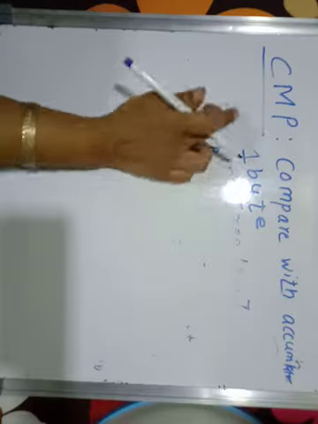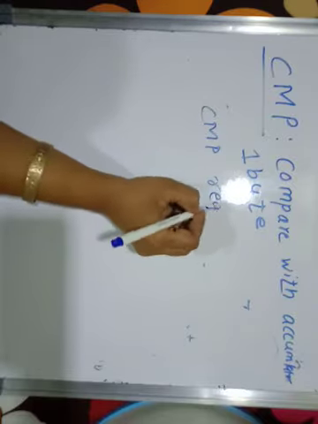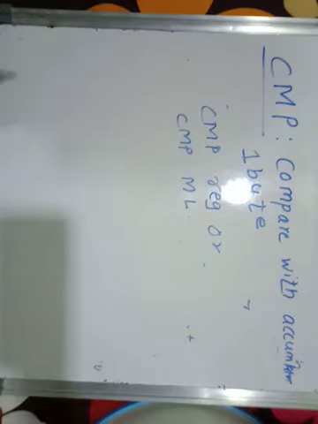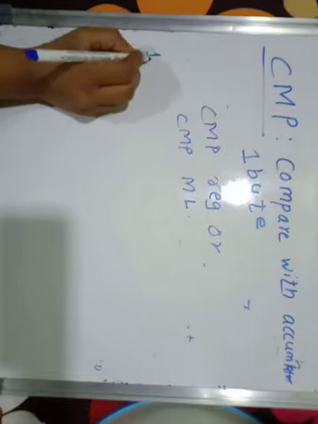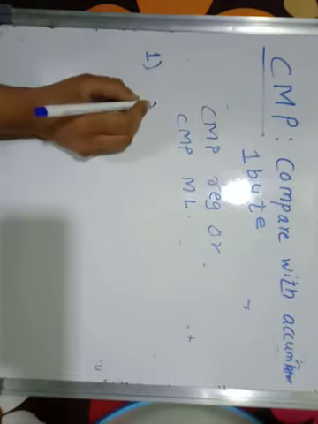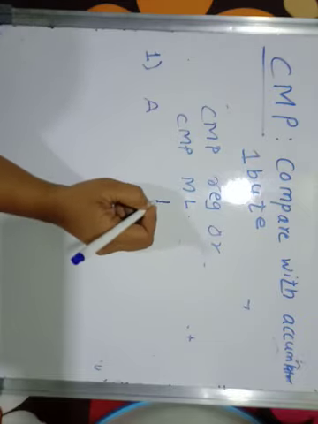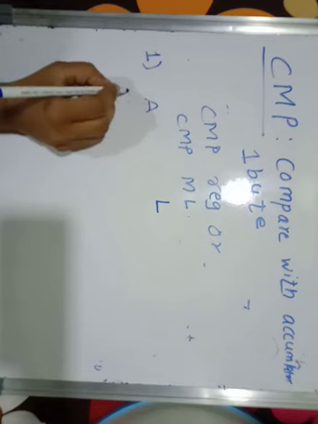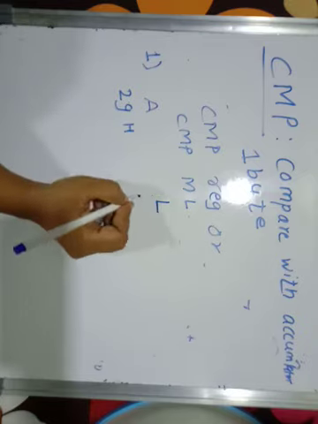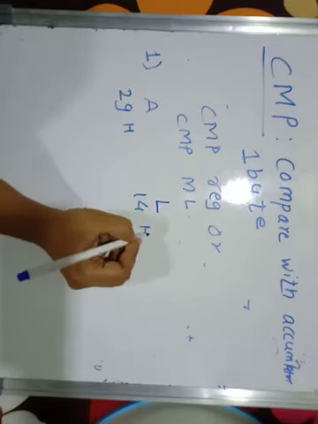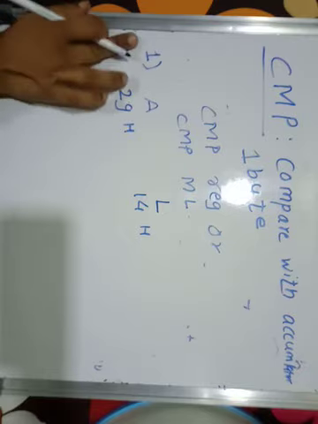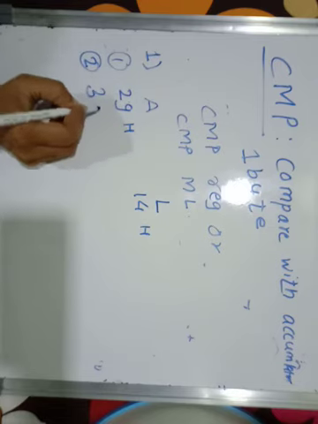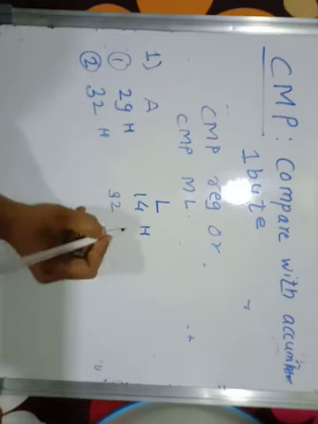So here this is the syntax: compare register or compare memory location. Suppose, number 1, you have given the contents of accumulator and the contents of register. Suppose the content of accumulator is 29H and the content of register is 14H. So this is the first case. Now we'll see the second: the content of accumulator is 32H and this is also 32H.